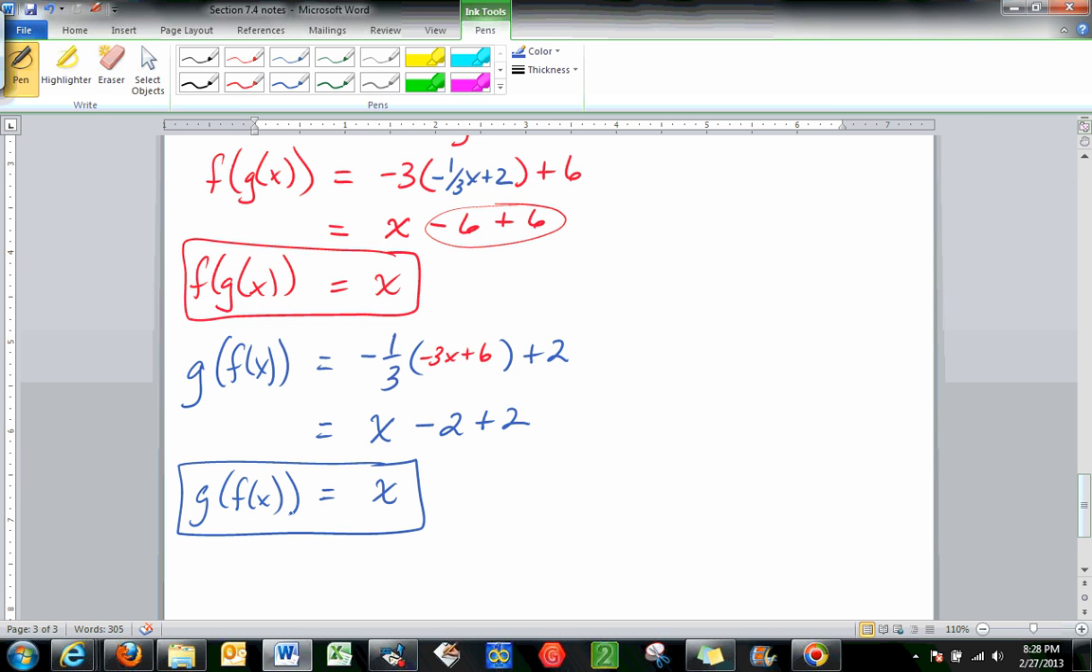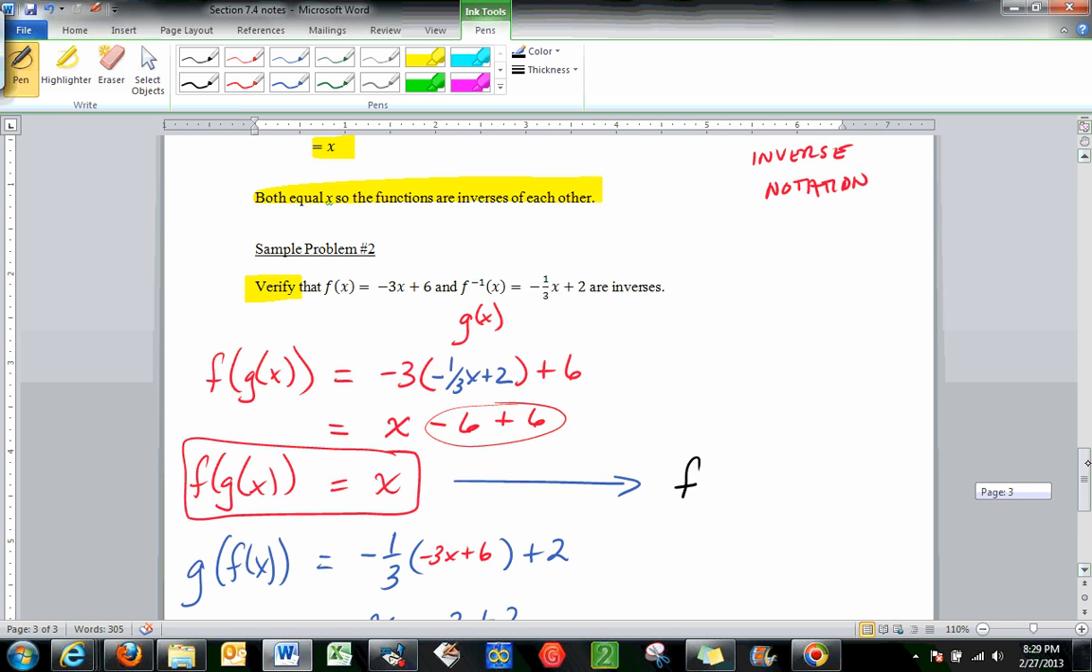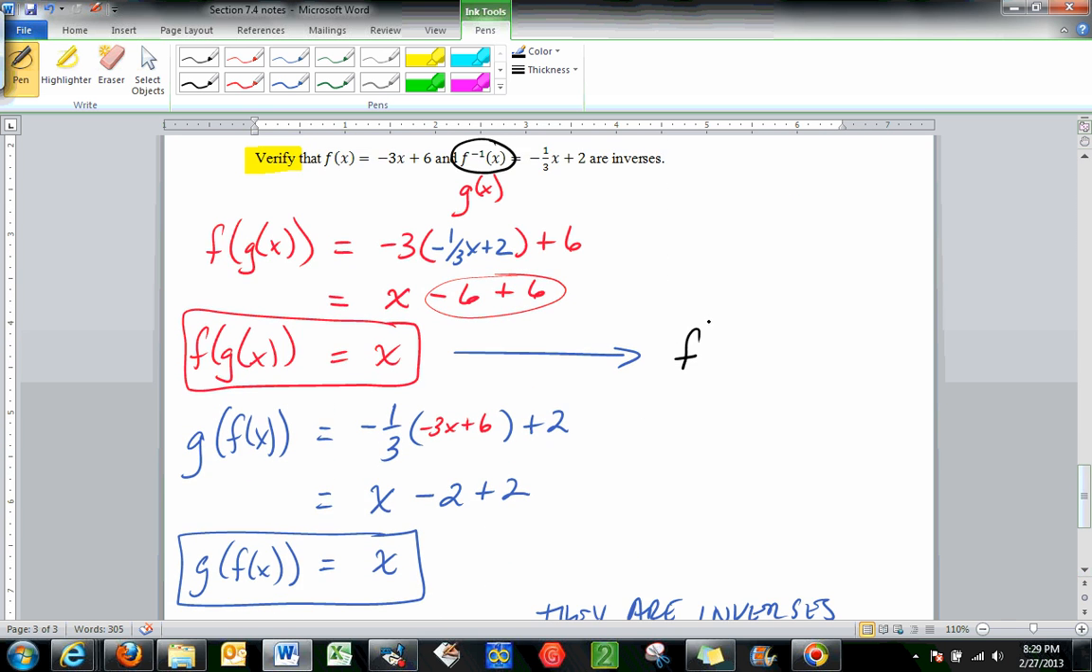And so now that both composite functions equal x, we can simply say that we've verified that they are inverses of each other. That's how you would work that problem. Now, if I wanted to do it with inverse notation, I could easily write it this way. If g of x is the same thing as f of -1 of x, which is the inverse relationship, I could simply say that this is f of -1 of x. And so that's the same thing.